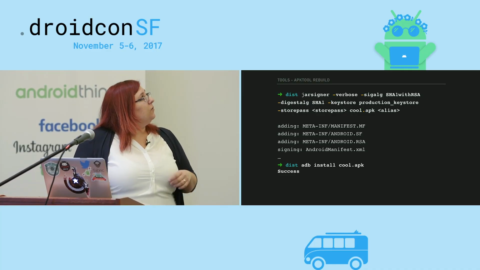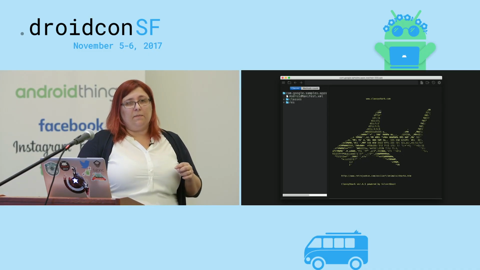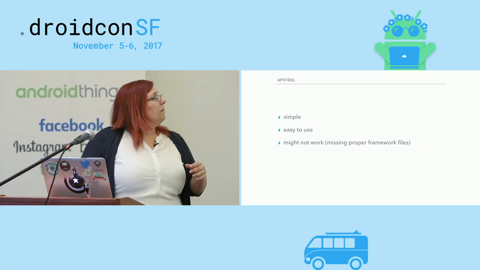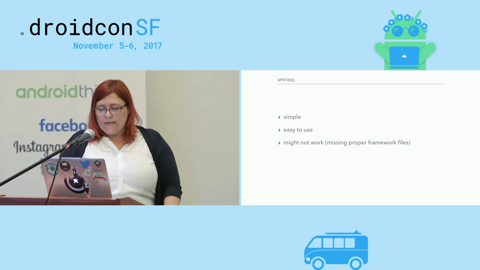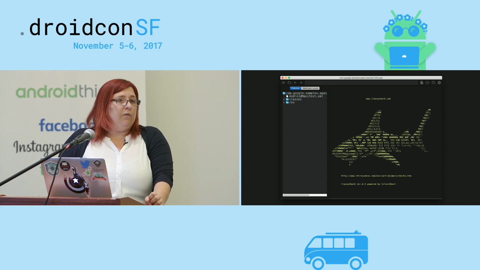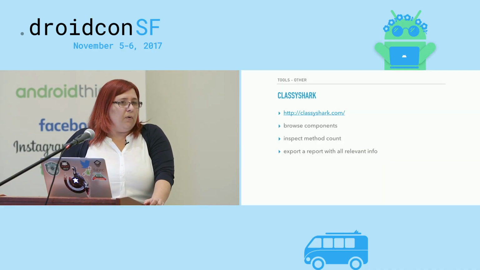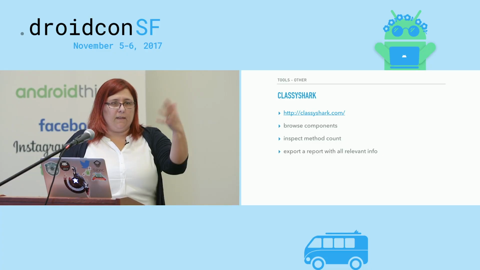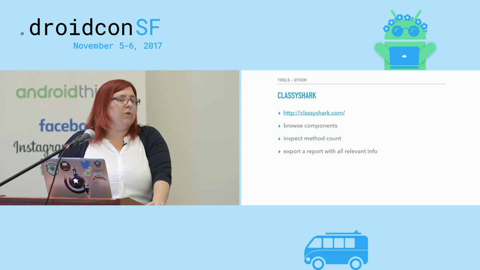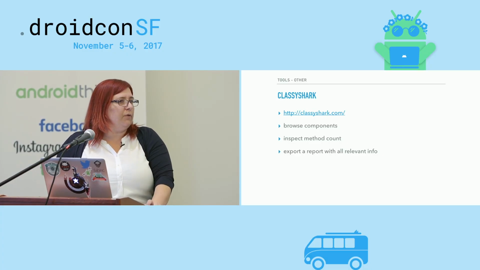So as you see, the APT tool is fairly easy to use, and sometimes it might not work. It depends on the framework files, but that's a different topic. There's one more tool that you can use that's fairly simple and easy to get around with. It's ClassyShark. You've probably heard about it. If you haven't, like I said, it's fairly easy. You can browse components. You can take a look at the method count. There are other features there. I won't get into more detail here because I believe that the APT is more than sufficient for you to get going.